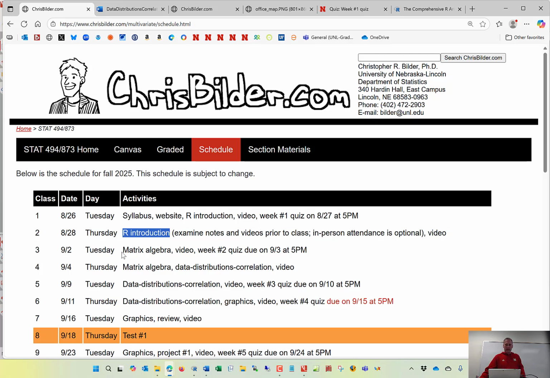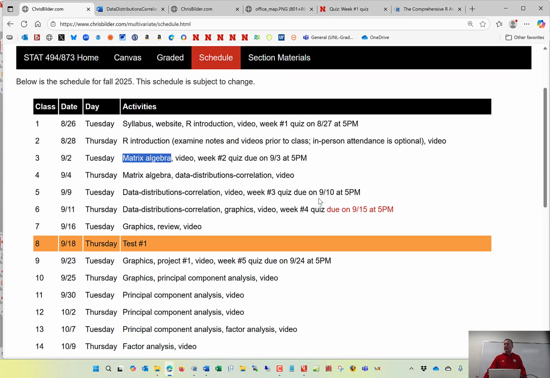Then next Tuesday, we will do an introduction to matrix algebra. As a way to motivate this, we will take a look at a simple linear regression example involving this high school and college GPA data set that I just talked about, where we will explore the very basic idea of setting up a matrix, how to do multiplication, how to do inverses of matrices and stuff like that.